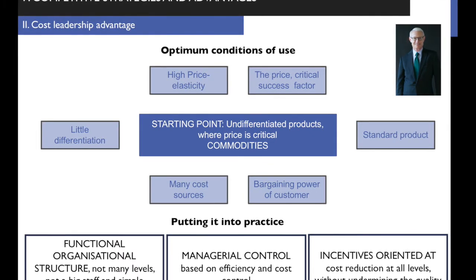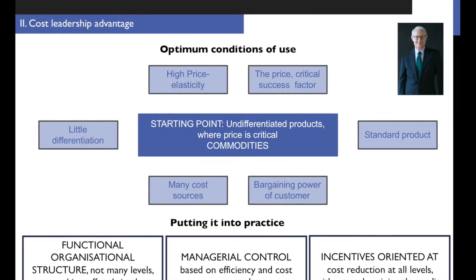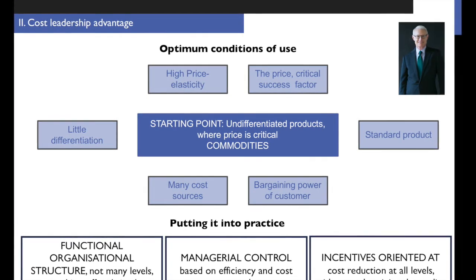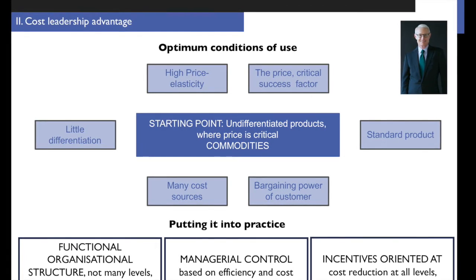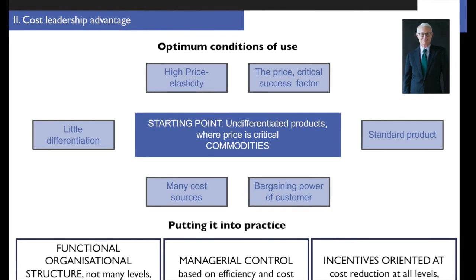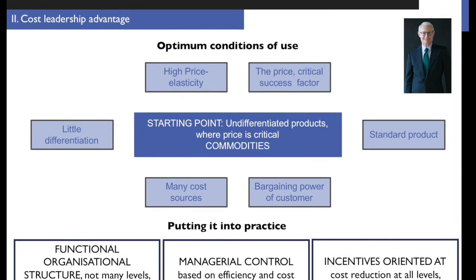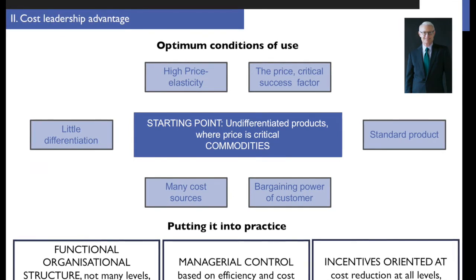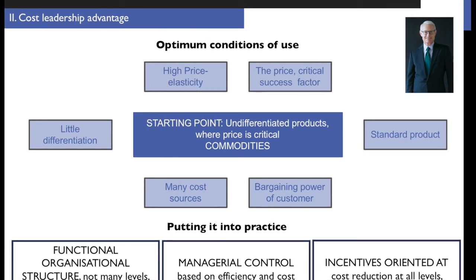When there's little place for differentiation, so the product is a standard. When the customer has got an important bargaining power, and when there are many possible cost reduction sources. And how do we put it into practice? Well, we try to use a functional organizational structure with not many levels, because if it has got many levels, this will increase the costs, with not a big staff of help, and simple coordination. The management control must be about costs, controlling costs, and the incentives should be about reducing costs.